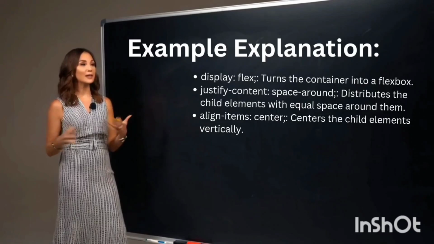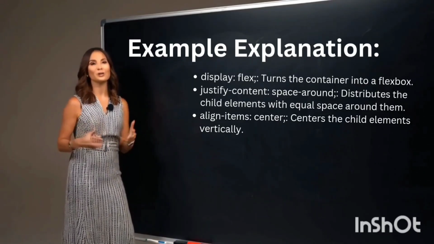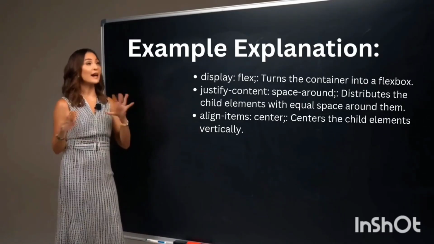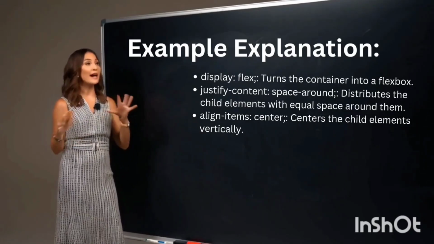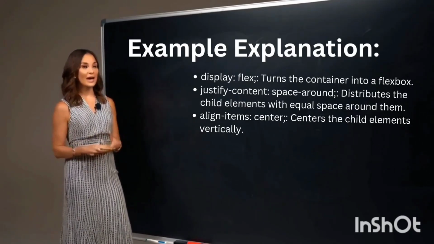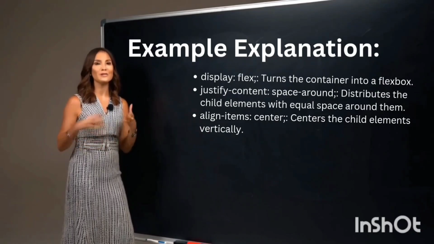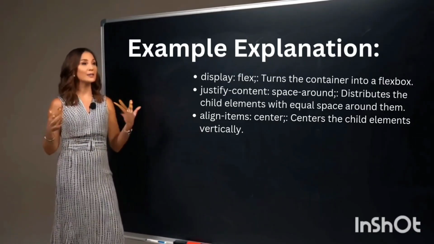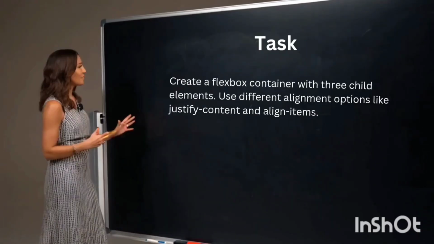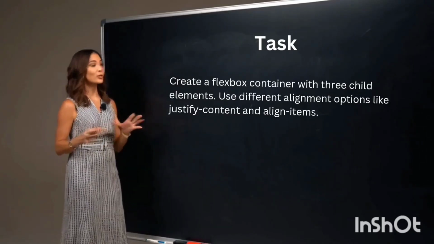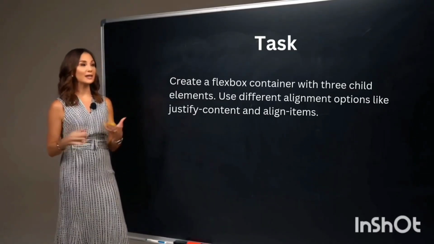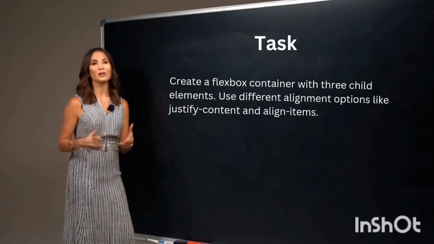Explanation. Display, flex. Turns the container into a flexbox. Justify content, space around. Distributes the child elements with equal space around them. Align items, center. Centers the child elements vertically. Create a flexbox container with 3 child elements. Use different alignment options like justify content and align items.